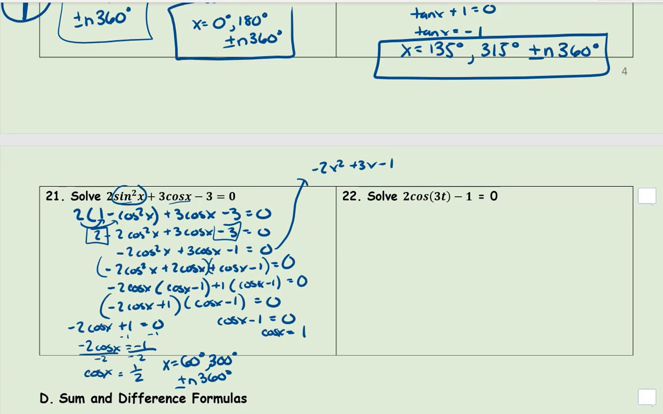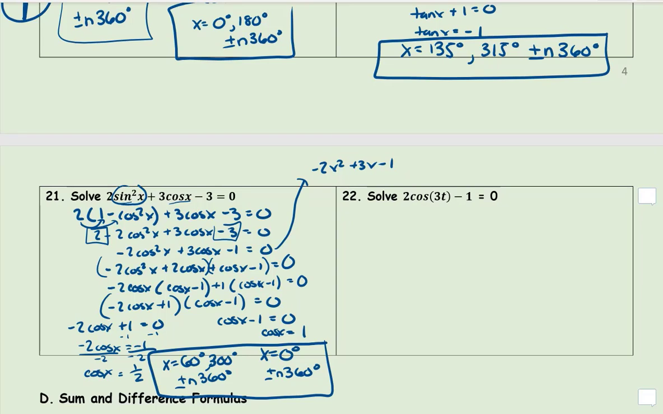And cosine of x is only equal to 1 in one place, and that is at 0 degrees. So x here is equal to 0 degrees, and we cannot forget all of their coterminal angles. So here is the answer for this entire function. Again, I'm really sorry that we had to squish it in there. Okay, so we have one more problem, and it's a little bit different.